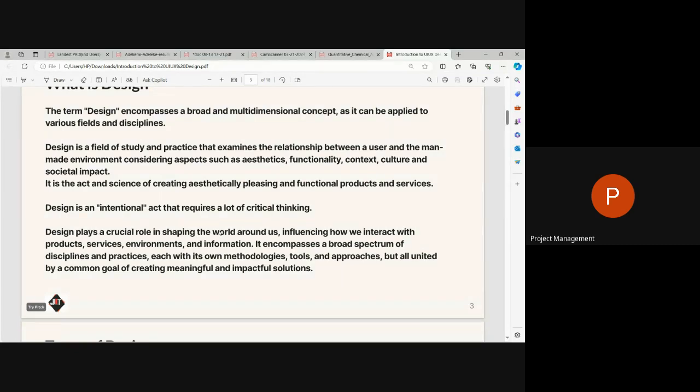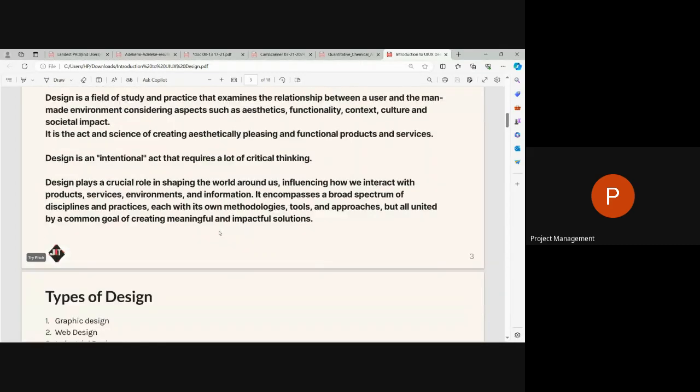You understand? So it influences the way we interact with products, because when you're using a product and you're not satisfied with it, that means the product is bad. That means the product is no good. So the way you interact with products depends on how the product is created or designed. It also encompasses a broad spectrum of disciplines.